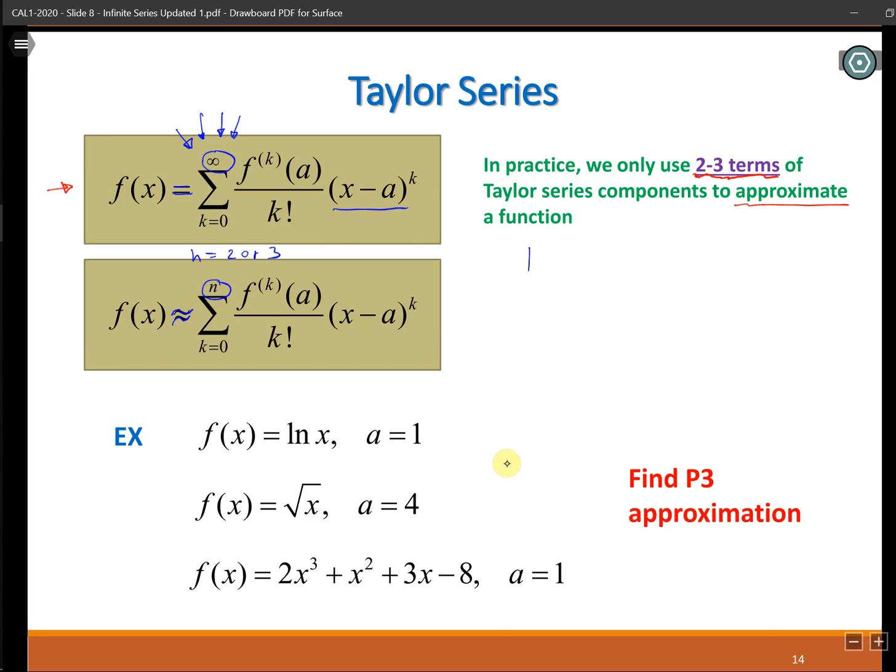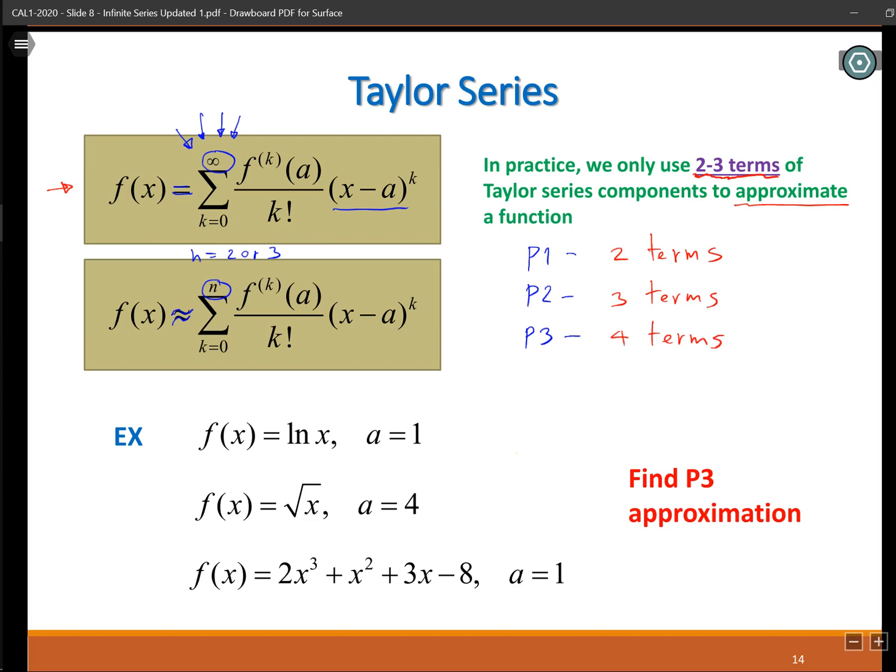Okay, now when it comes to approximation, we need to know about one notation. We sometimes use P1, P2, P3 to indicate the approximation of a function by Taylor series. So let's take a look here. P1, P2, and P3. At first glance, you might think that P1 must have maybe 1 term, but it turns out that for P1 we need 2 terms of Taylor series. P2, 3 terms, and P3, 4 terms.